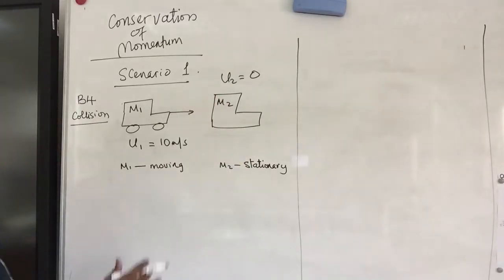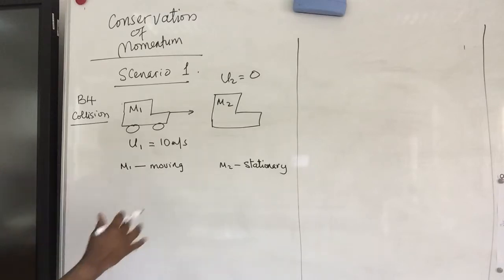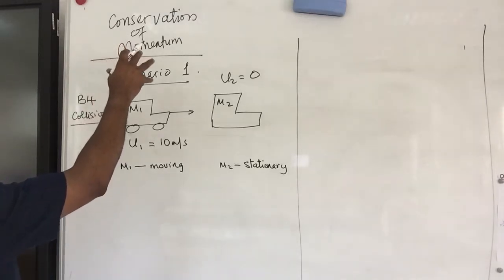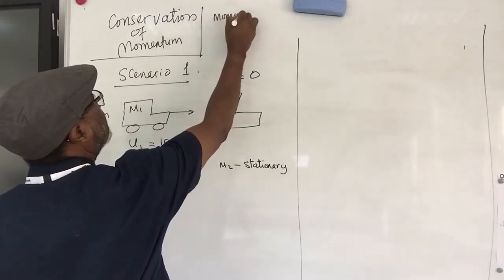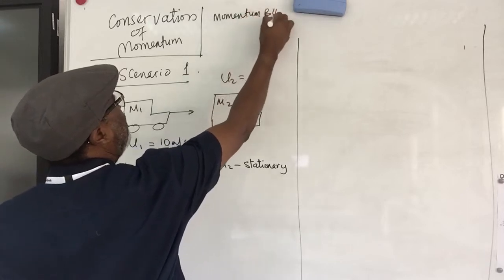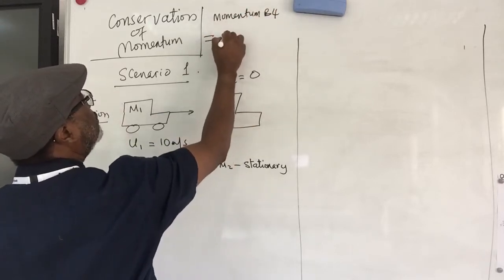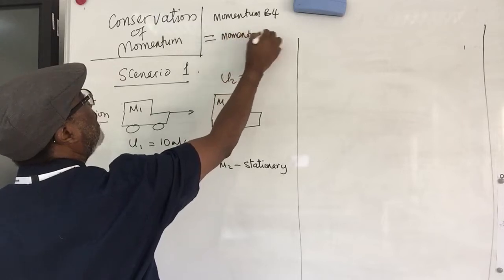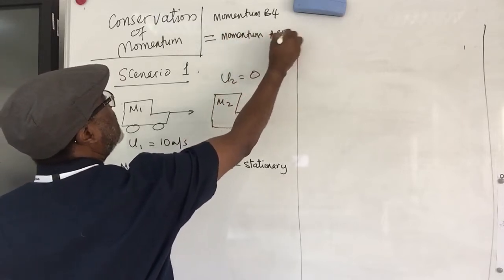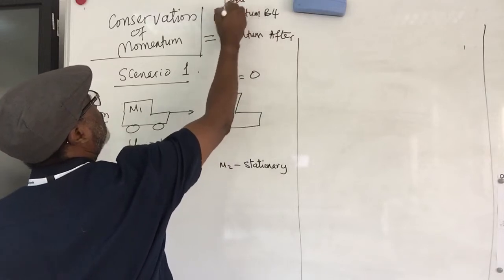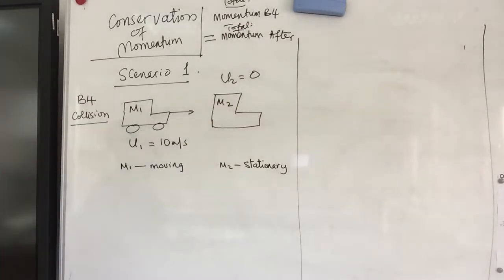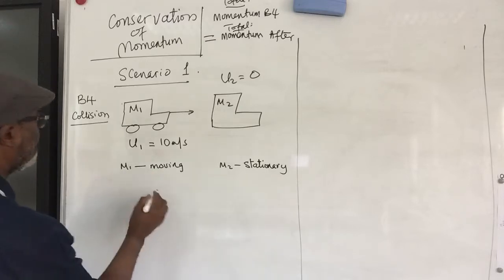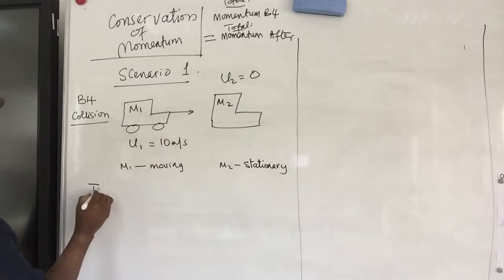So we can then work out the total momentum before collision, because according to conservation of momentum, total momentum before should be equal to total momentum after. I hope we'll capture that. So in that case, we work out the total momentum before collision.